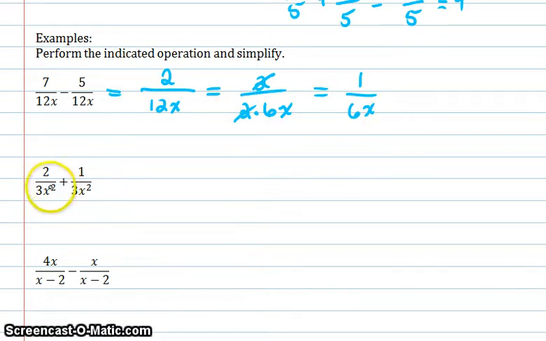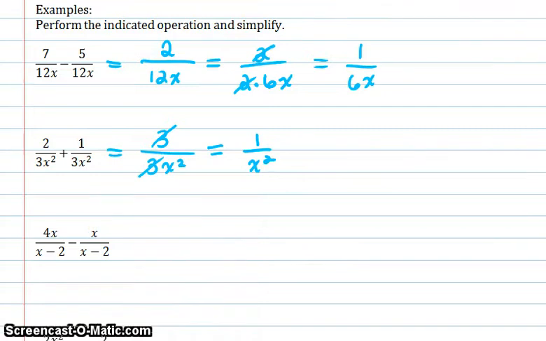So we have 2 over 3x squared plus 1 over 3x squared. The denominators are the same, so we keep that the same. And then we add 2 and 1, that gives us 3. So we have a 3 on the top, a 3 on the bottom, and they're both factors, so the like factors cancel out, which gives us 1 over x squared.